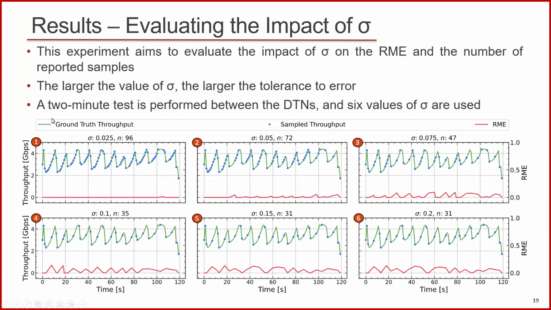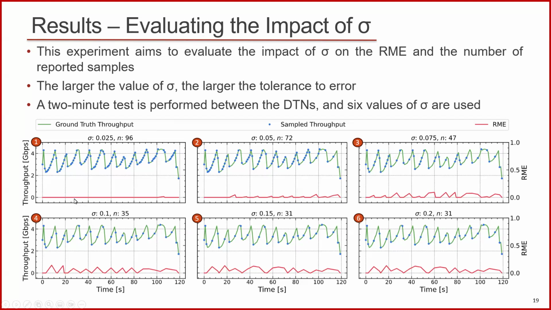And the test is a 2-minute test performed between the DTNs, and we use 6 different values of sigma. The values of sigma we use, as you can see in this figure, are sigma equals 0.025, 0.05, 0.075, 0.1, 0.15, and 0.2. And for different sigma, we are calculating the number of samples and the RME.